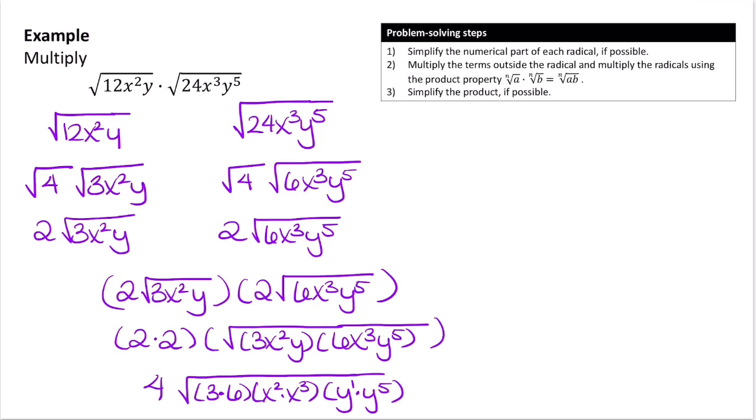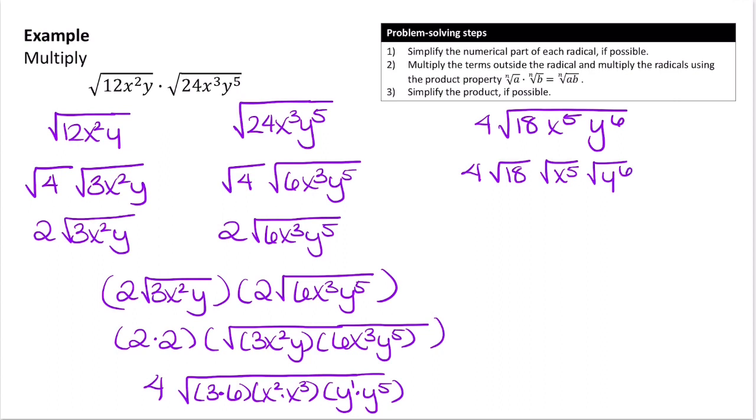Okay, so now I'm just going to continue with my simplification. So I have 4. 3 times 6 is 18. And then remember, whenever I'm multiplying terms with exponents, I add them together if they have the same base. So that's going to be x to the fifth. Y to the 1 times y to the fifth is going to be y to the sixth. So now I have to simplify my radical that I have here. So I have 4, and then let's look at the square root of 18, and the square root of x to the fifth, and the square root of y to the sixth.